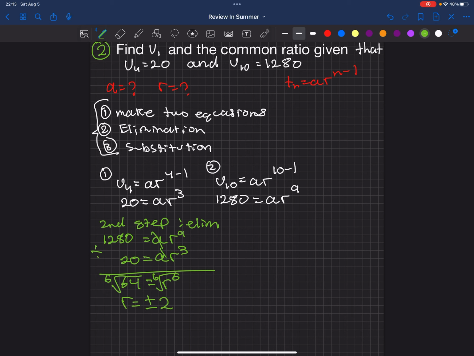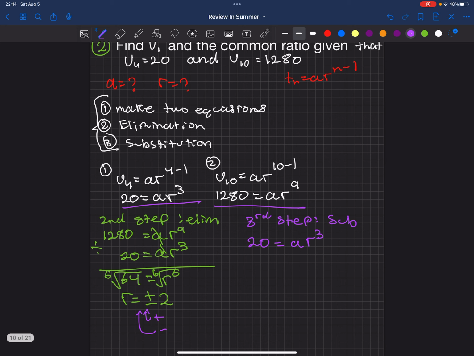Okay. Now that we know the value of r, we're going to substitute the value of r into either one of these equations. It doesn't matter which one. I'm going to choose the first equation. So third step, substitution. It's going to be 20 is equal to a times r to the power of 3. Now, in this case, we have a positive and we have a negative, so it could either be positive 2 or negative 2. So there's going to be two different answers practically.